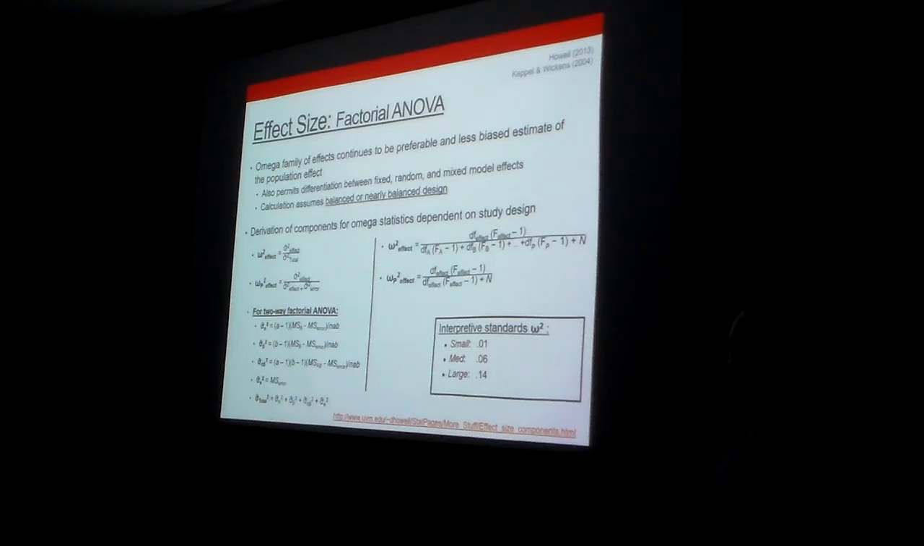You'll see variations depending on what formula you're using. Sometimes partial omega is pretty consistent across formulas, while you get some variation depending on which version of omega squared you're looking at in factorial designs. I'll talk a little more about that in a handout, but for our purposes, this is what we're going to be working with, okay? And there are interpretive standards for omega squared: small, medium, and large. We're going to go through an example so you can see how to calculate this in practical settings.